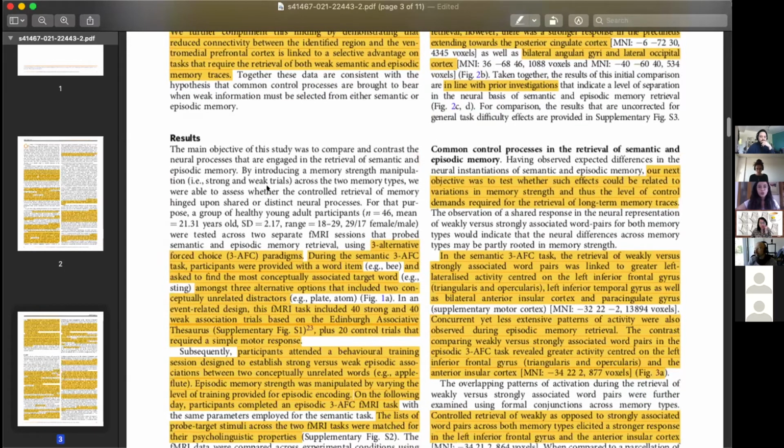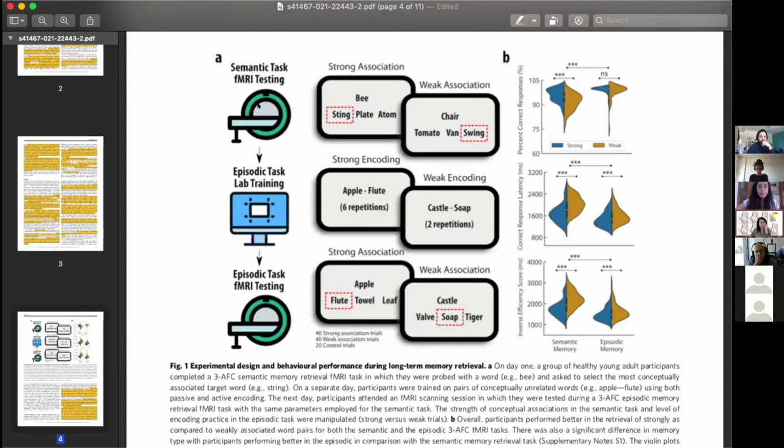So in experiment one, participants first went through fMRI testing for the semantic task, where they are presented with a probe word and both weakly and strongly related words that they had to choose. For instance, the probe word was bee, and a strongly semantically related word was sting.